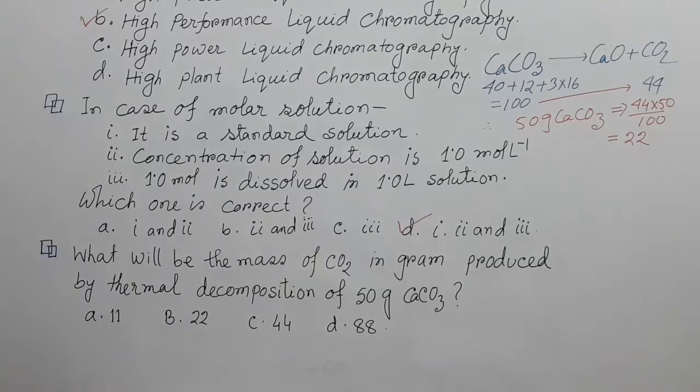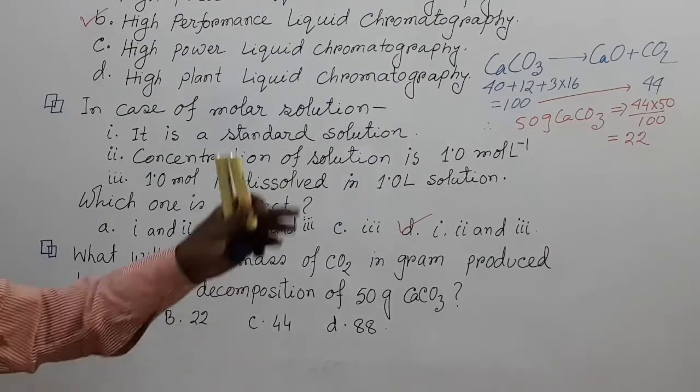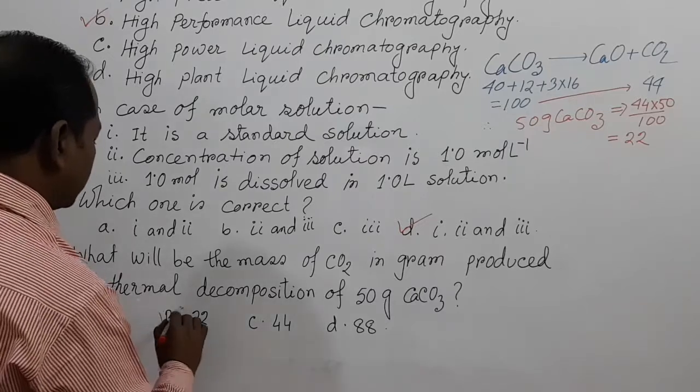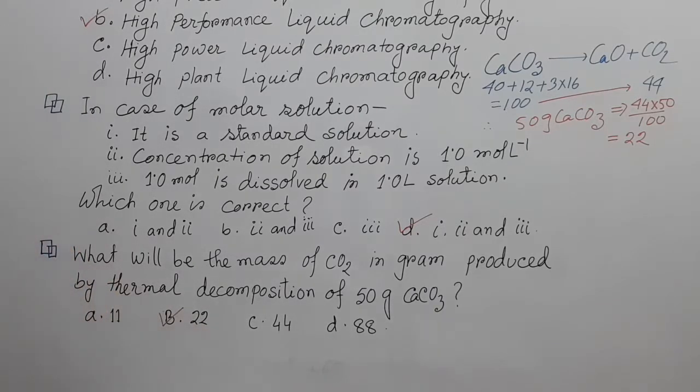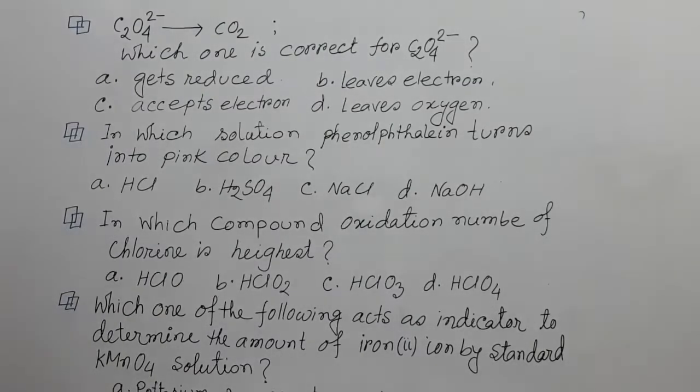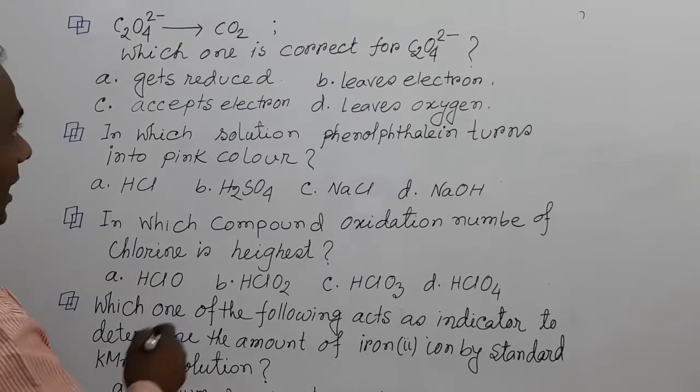So, according to our calculation, we can say that option B is the correct answer. Our next question is: C2O4 2 minus produces carbon dioxide. Which one is correct for C2O4 2 minus, the oxalate ion?